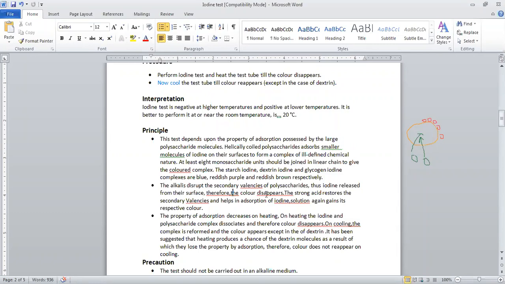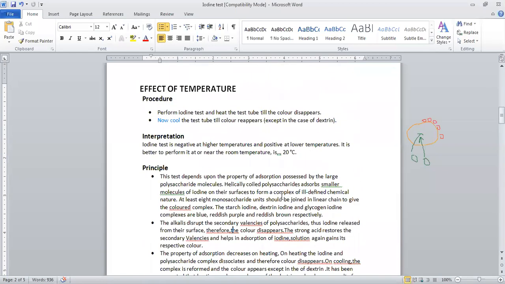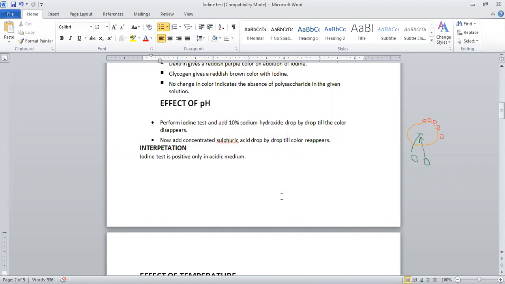So, first of all, let's talk about the effect of pH and the effect of temperature on the iodine test. Here we have the effect of pH: perform the iodine test and add 10% sodium hydroxide drop by drop till the color disappears. Now we need to evaluate the effect of pH on the iodine test, and we can evaluate it as follows.